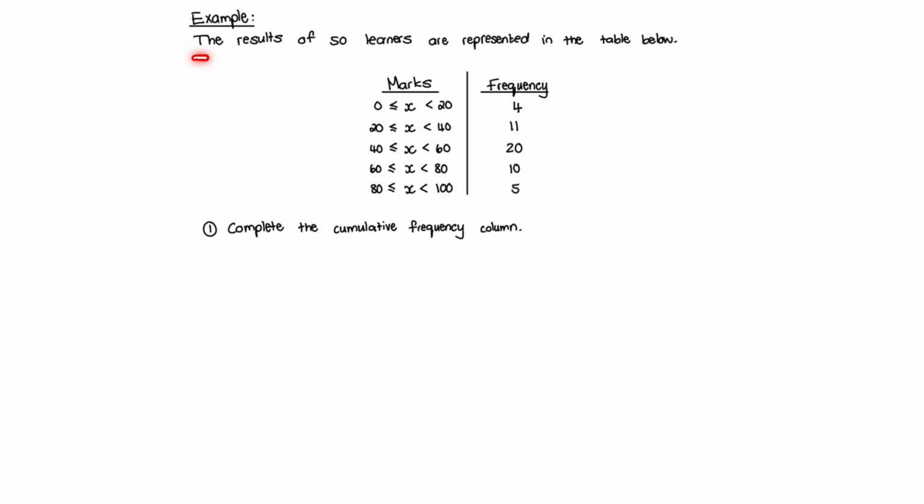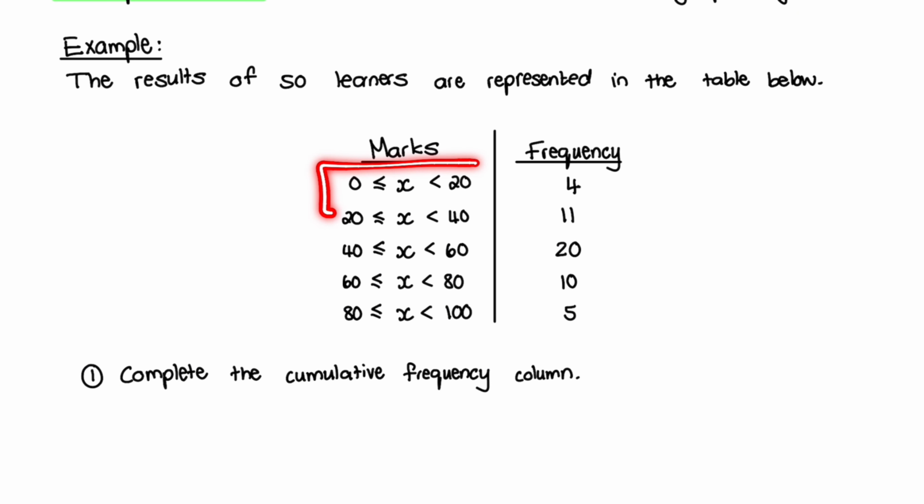It says the results of 50 learners are represented in the table below. So here we have a frequency table, and you can see the results of these learners are divided into intervals. So each of these inequalities represent an interval. In our first set, between 0 and 20%, we have 4 values. Now notice we don't know what these 4 values are. We just know that these 4 values lie within 0 to 20%.